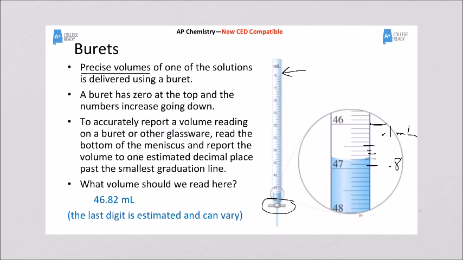To me, it looks like it's barely over 0.8, so I estimated a 2 in that next decimal place. Maybe you thought it was a 3. Maybe you thought it was a 1. That last digit doesn't have to be the same for everyone, as long as we all have these first three and we have that fourth estimated digit. If you drop that 2, you have the wrong significant figures and your volume is incorrect. So we have to estimate that last digit.